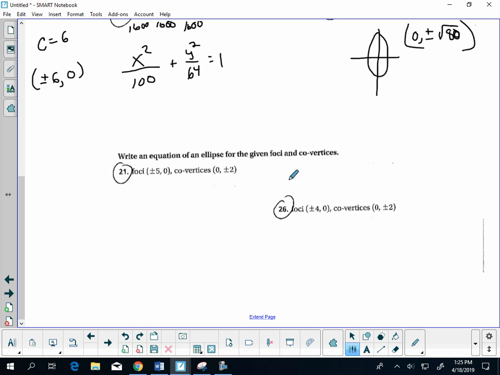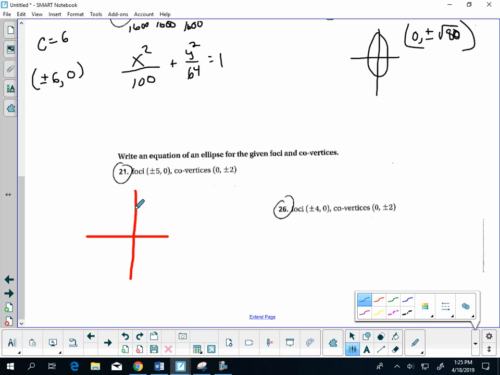Looks like I skipped number 21 and 26. Not sure how that happened, but that's okay. Writing an equation for the ellipse given the foci and the vertices. Well, the co-vertices here are 0, plus or minus 2, which would be right there and there. And then my foci are 5 and negative 5. And I'm just doing a quick sketch here.